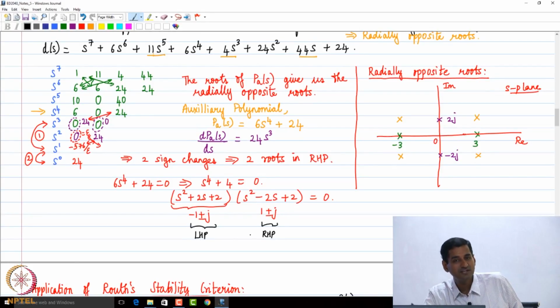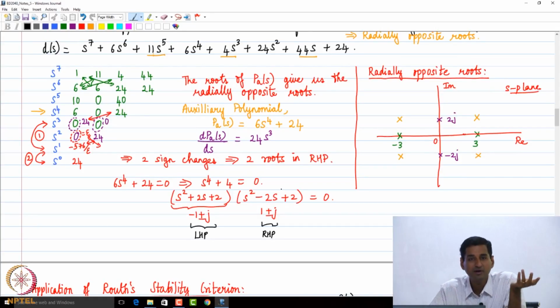So that which constitutes a radially opposite set. There are 3 remaining roots which are once again going to be in the left half plane. Why? Because if you look at the epsilon entry and the entries below and above epsilon, since there is a sign change, we conclude that there are roots in the right half plane.